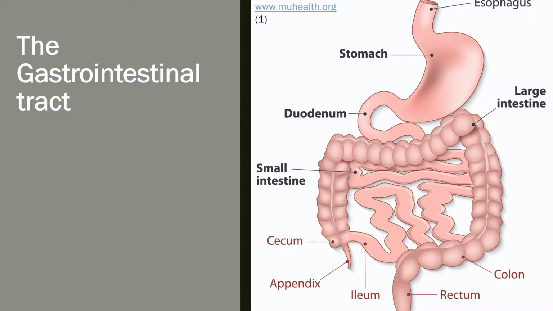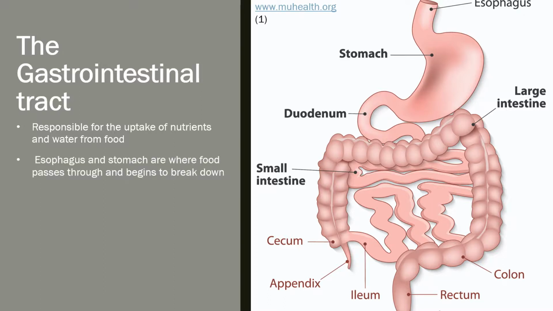So I first want to go over our GI tract. Our GI tract, as you can see in this image here, begins with our esophagus and ends with our rectum and our anus. It is mainly responsible for the uptake of nutrients and water from food so that our bodies are nourished. The esophagus and the stomach are where food passes through and begins to break down.